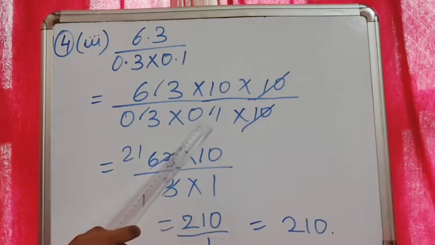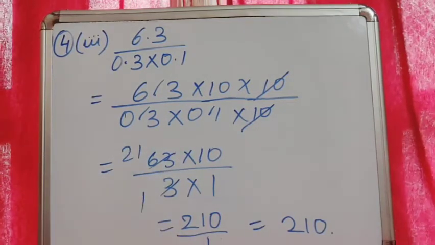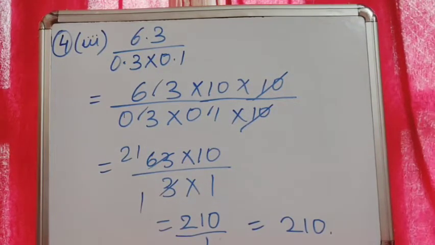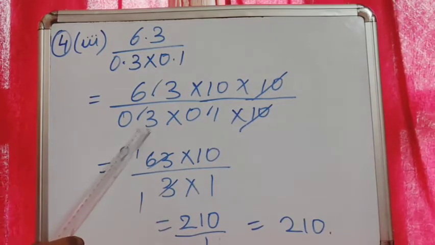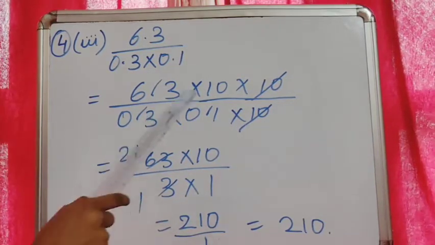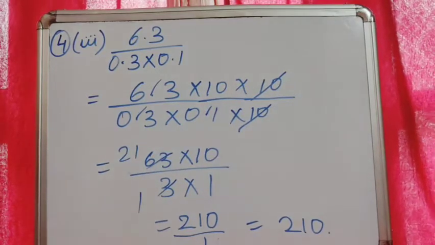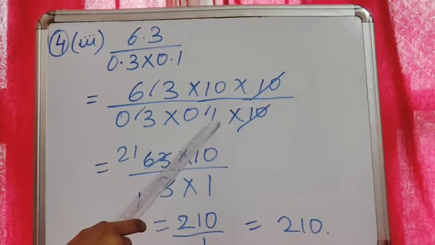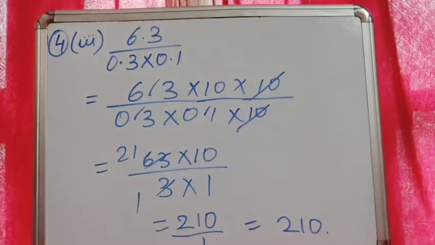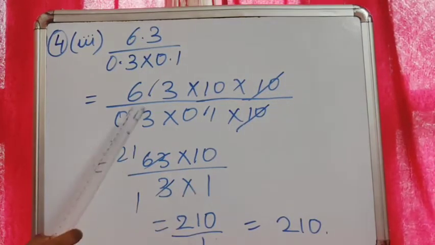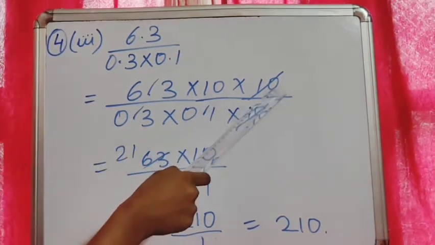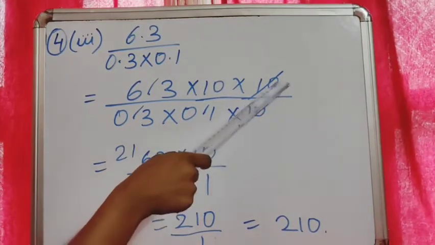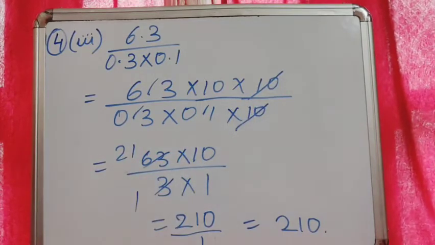Similarly, in the denominator we have two decimal numbers and each one has 1 digit after the decimal point. So instead of 0.3 we write 3, and here we will get a 10 for this decimal. Similarly, instead of 0.1 this decimal point will get cancelled and we will have 10 in the numerator. So that means we have 63 into 10 into 10 in the numerator by 3 into 1 into 10 in the denominator. So I have cancelled 10 both from the numerator and denominator.